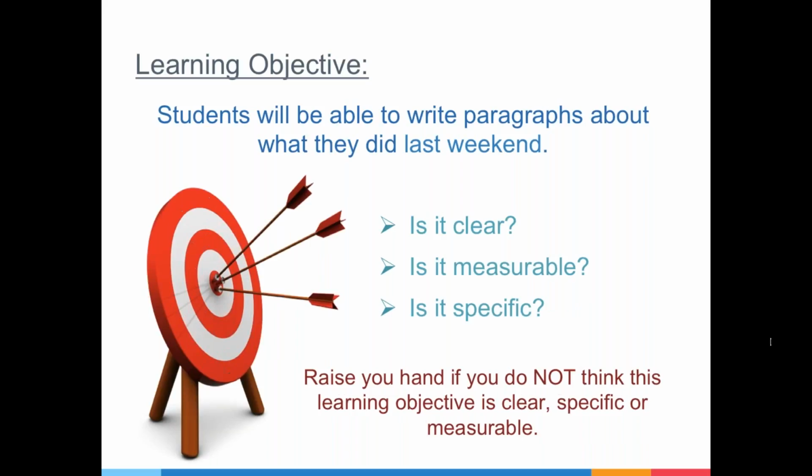Okay, the next learning objective I want you to think about is this one. Students will be able to write paragraphs about what they did last weekend. Is this clear? Is this measurable? And is this specific? If you do not think this is clear, measurable, or specific, again, I want you to raise your hand. Students will be able to write paragraphs about what they did last weekend.